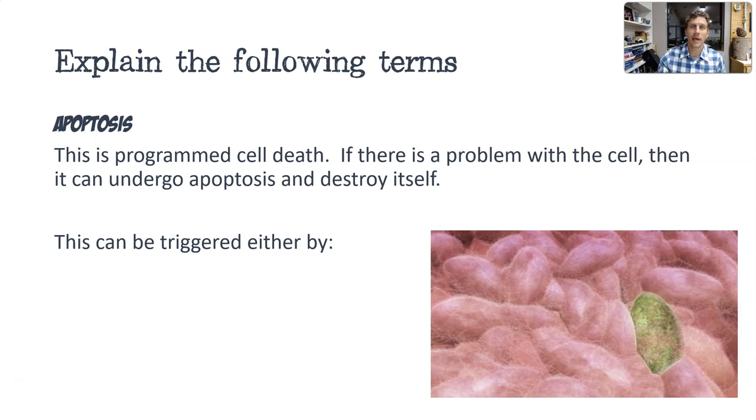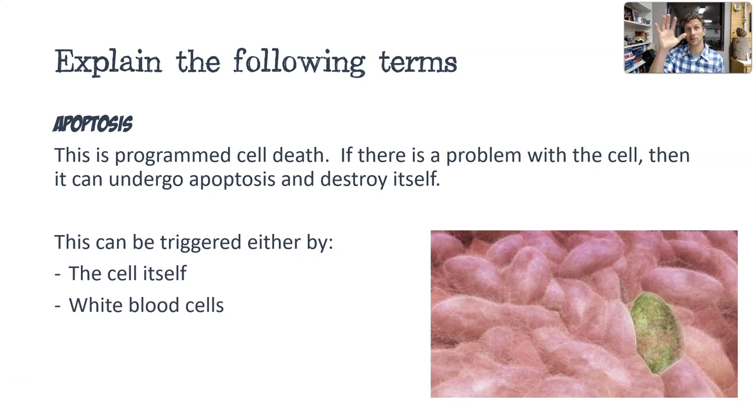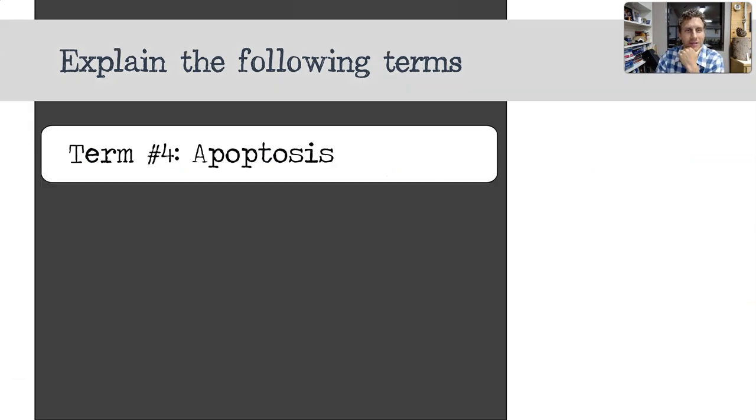Okay, so apoptosis can be triggered by either the cell itself, where the cell recognizes there's something wrong and it destroys itself, or as we saw in this animation in class, white blood cells can actually detect cancerous cells, go through the body, and trigger apoptosis so that the cell destroys itself. Okay, so that's another term I'll be asking you on the test.